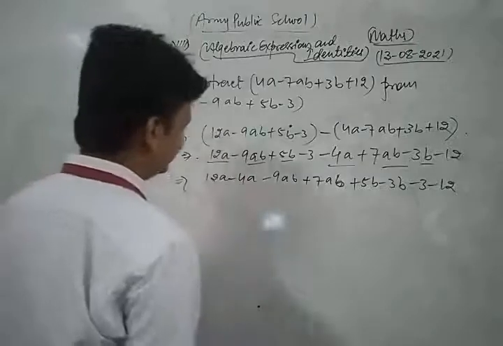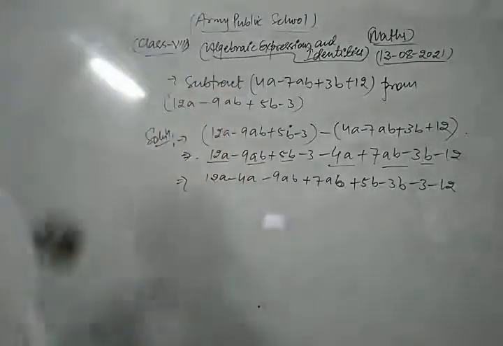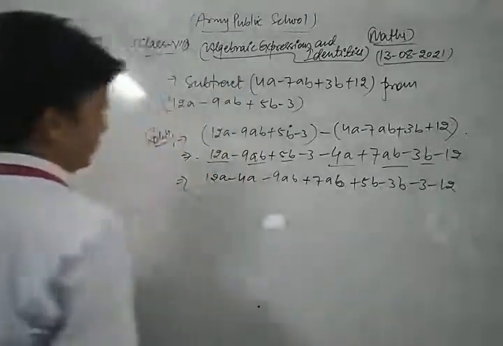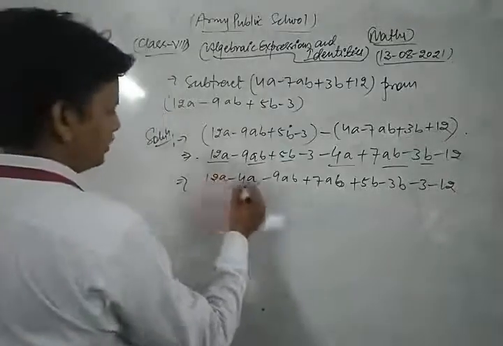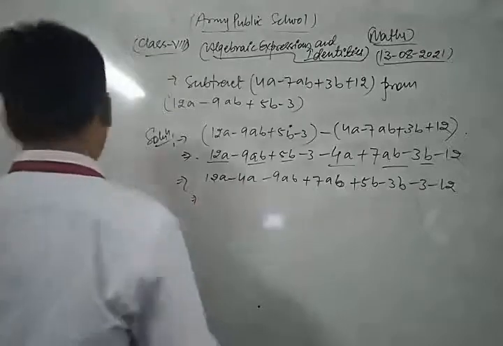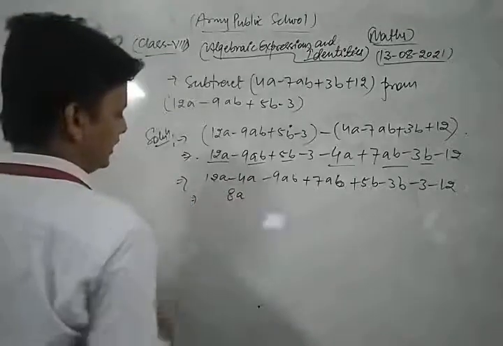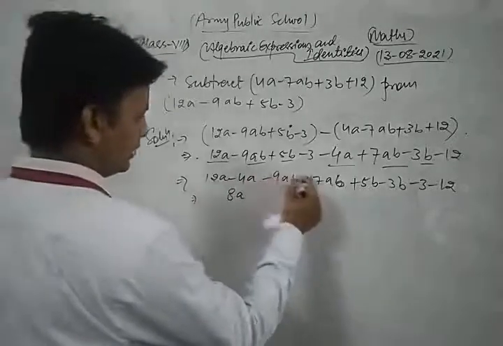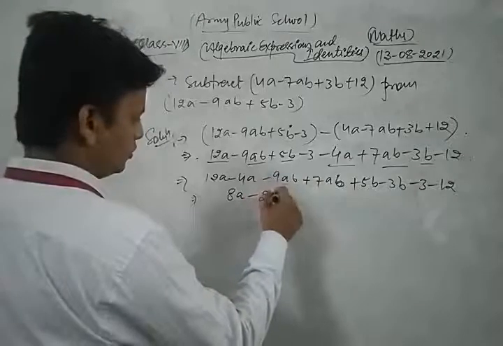Minus 4a. Okay, so look, we have 12a minus 4a. 12 minus 4, this is what? 8. So here we get plus 8a. Okay. Now this is minus 9 plus 7, this is minus 2ab.